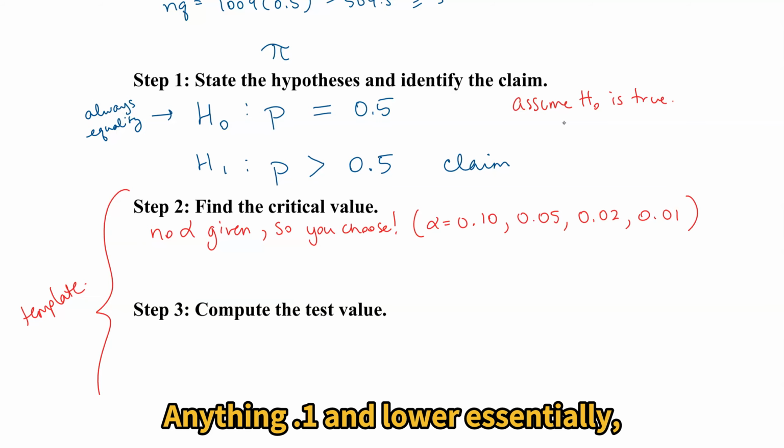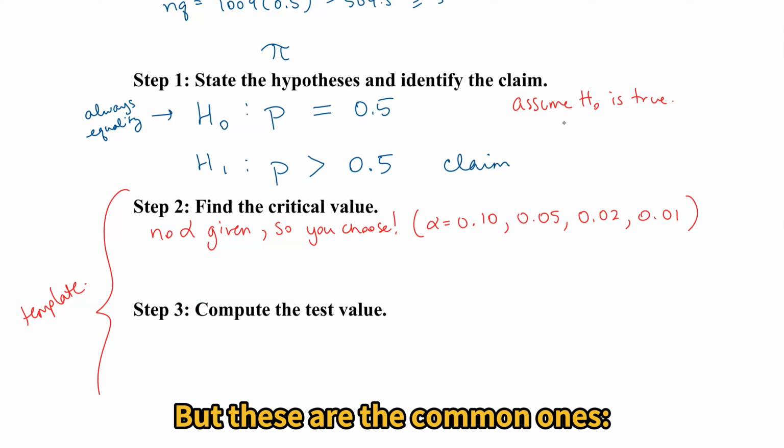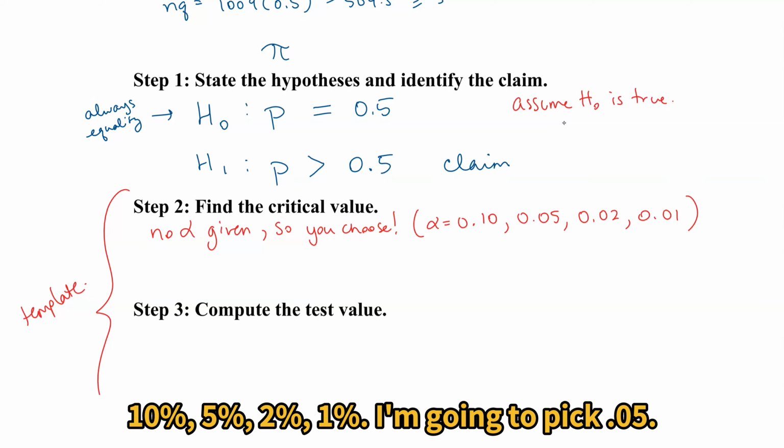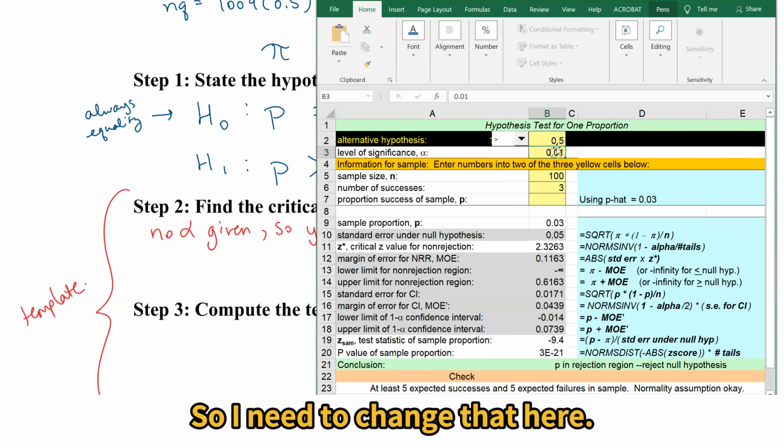Anything 0.1 and lower, essentially, we can pick for our significance level. But these are the common ones: 10%, 5%, 2%, 1%. I'm going to pick 0.05. That's the one I like using, so I'm just going to keep it at 0.05. So I need to change that here.